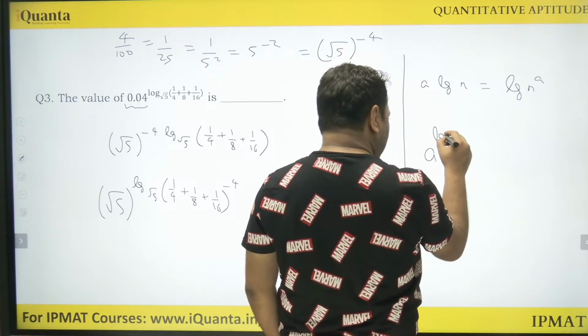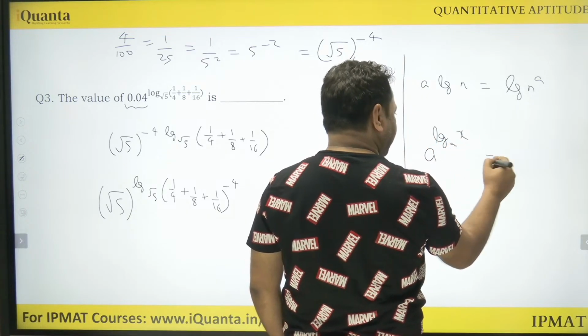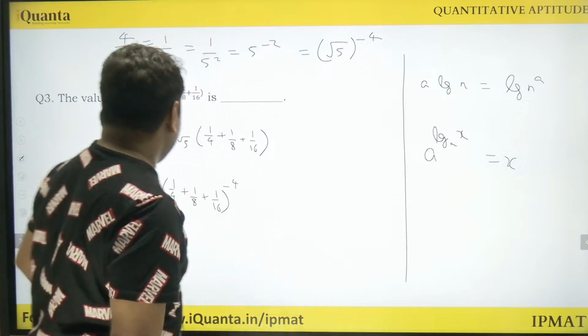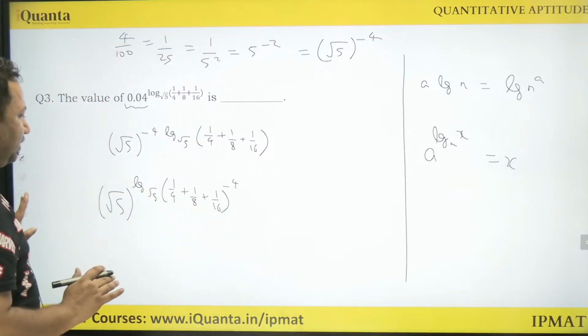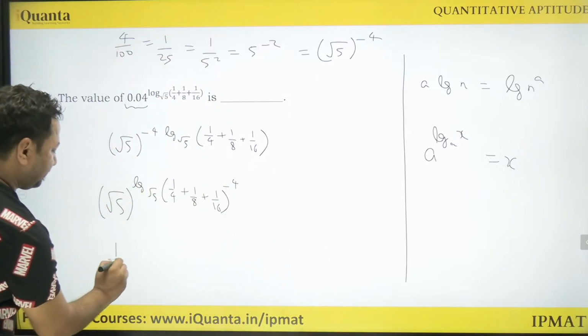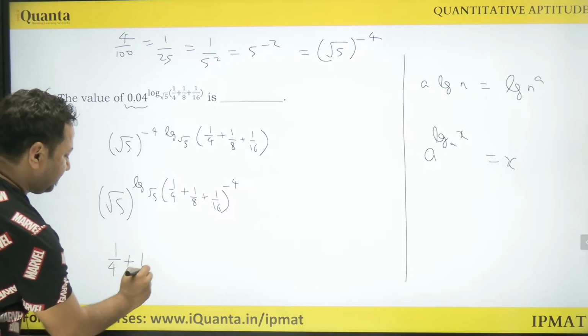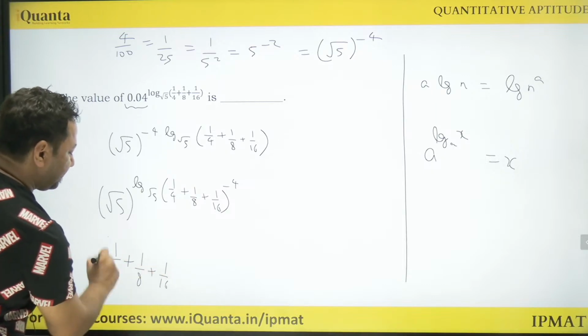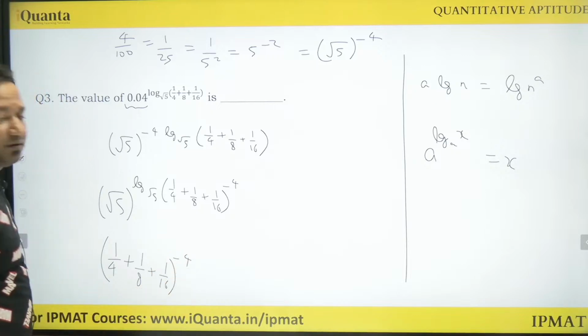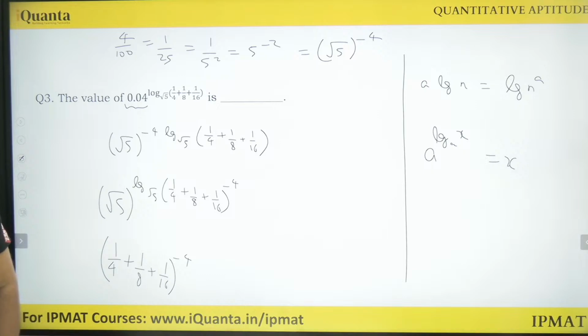A to the power log base a of x will be equal to x only. Using this property, the root 5 terms cancel, and all we have left is this bracket. So (1/4 + 1/8 + 1/16) to the power minus 4 is what we need to calculate. Clear? Ishan, hi. Sanskar, hello. Just calculate this one and get the answer.